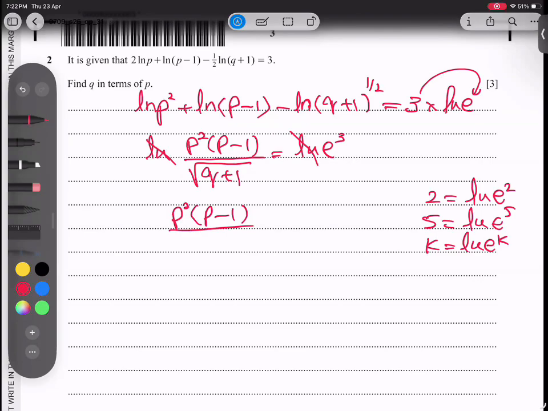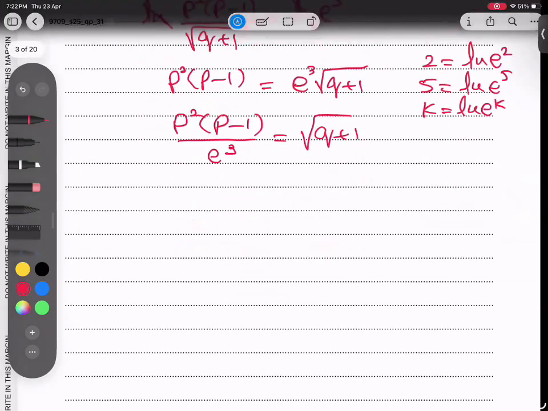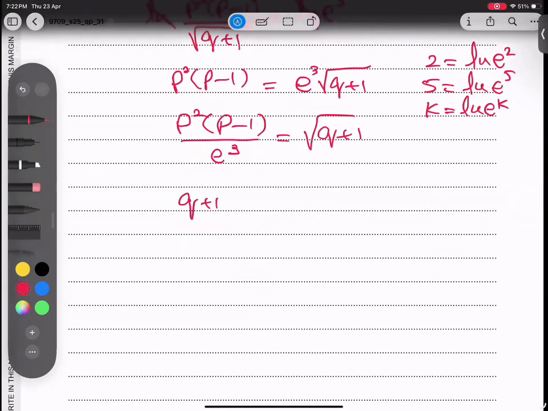So what I'm going to do, first of all, I'm doing cross multiply. So I got e cube times 2 root (q plus 1). Now, students, I will bring p square times (2p minus 1) over e cube, and the square root of (q plus 1). So first of all, switch the side, left becomes right and right becomes left. While switching, a sign will change, make sure.